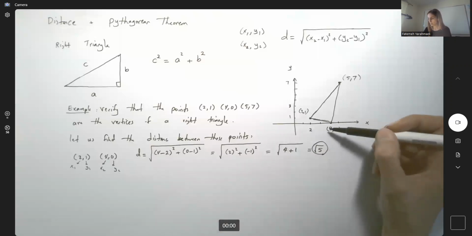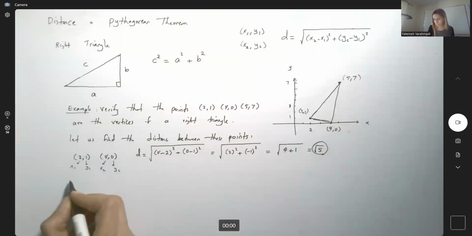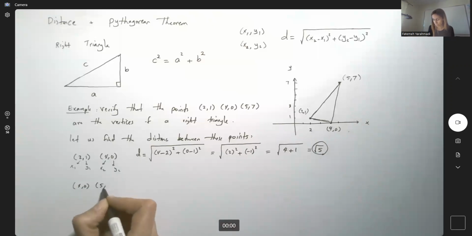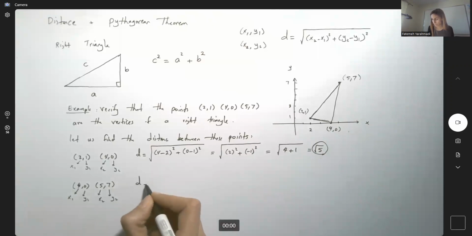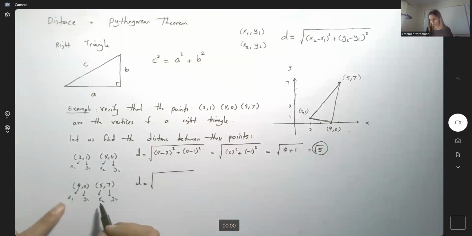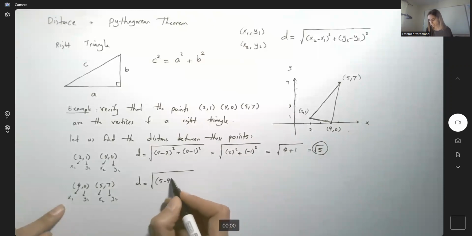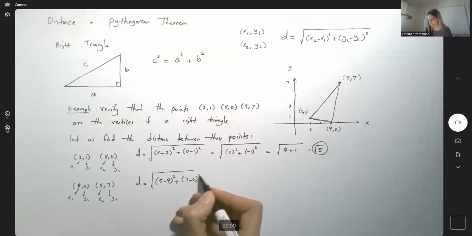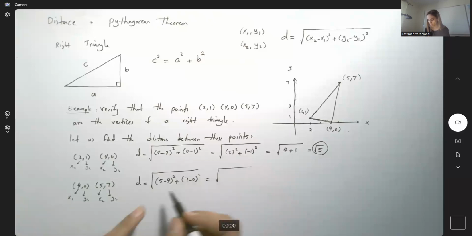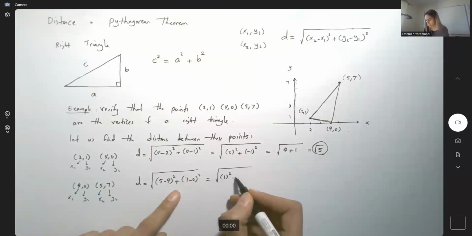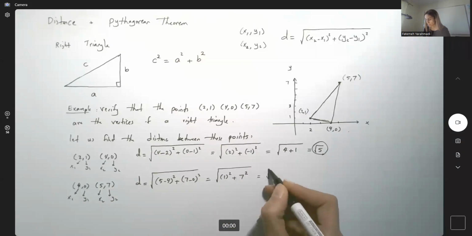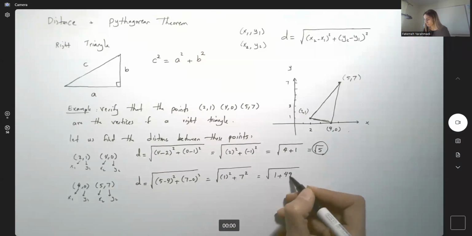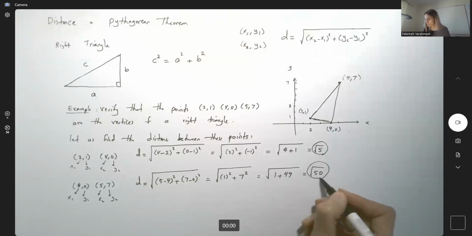Let us find the distance between 4, 0 and 5, 7. Now this is your x1, this is y1, this is x2, and this is y2. So this distance is equal to the square root of 5 minus 4 to the second plus 7 minus 0 to the second, which is the square root of 1 to the second power plus 7 to the second power, which becomes 1 plus 49, or square root of 50.